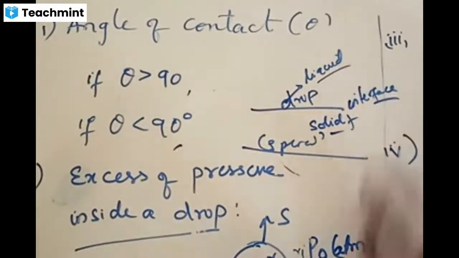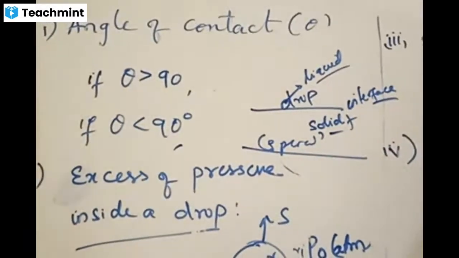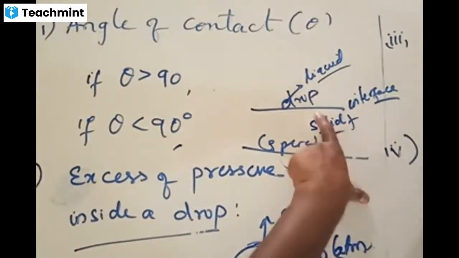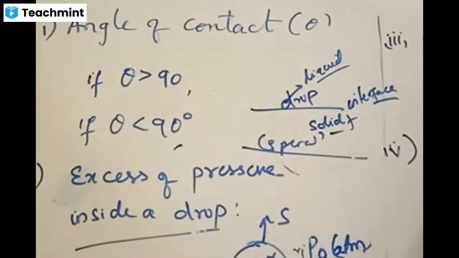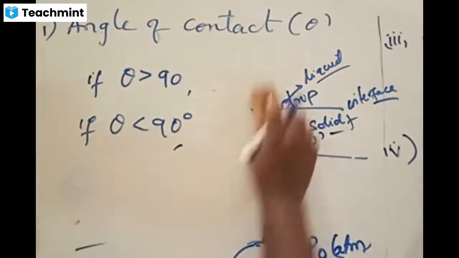What do you mean by interface? It is where these two meet. The liquid will meet the solid. Interface is that location. This line is the interface where liquid and solid are interfacing. When liquid and solid are interfacing, what is happening?